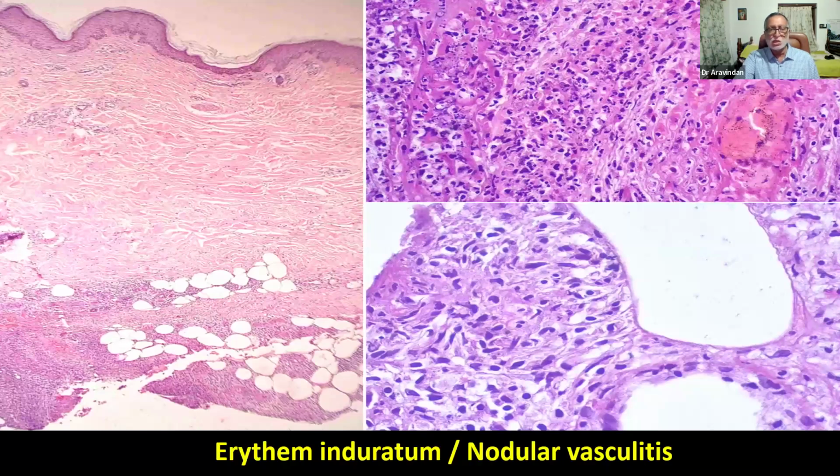That was erythema nodosum. And this is again a vasculitis with vascular involvement, and granulomas are also seen. This pattern is known as lobular panniculitis. Not the septa, but right within the lobule, you find the infiltrate. And this is erythema induratum, otherwise nodular vasculitis, sometimes associated with tuberculous lesions. And TB PCR may be positive in many cases.